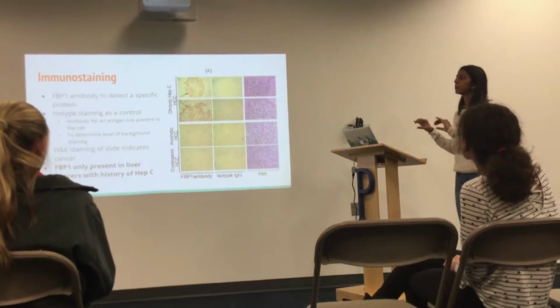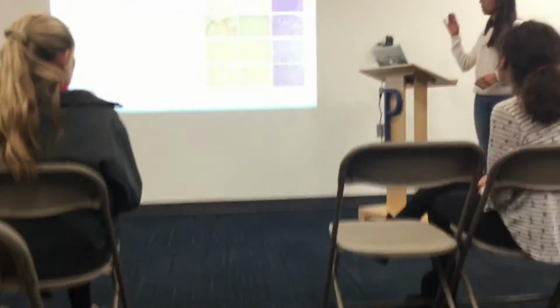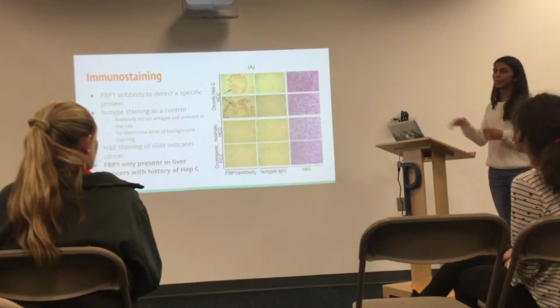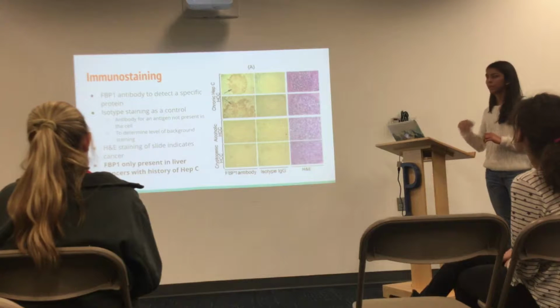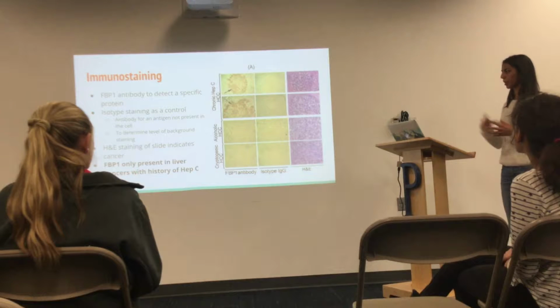So to do this, they use immunostaining. What this is, is that they used a bunch of different stains on 3 different types of liver cancers. One, on the top 2, are caused by hepatitis C. The second one is caused by alcohol, and the third one is caused by liver disease. So there's multiple ways someone can get liver cancer. Hepatitis C is just one of them.